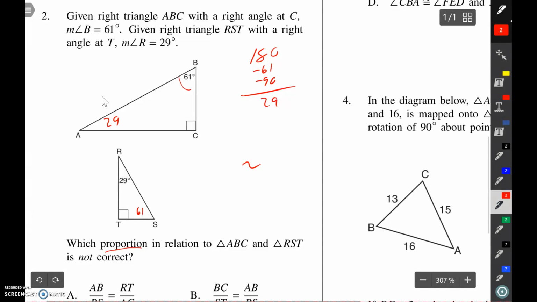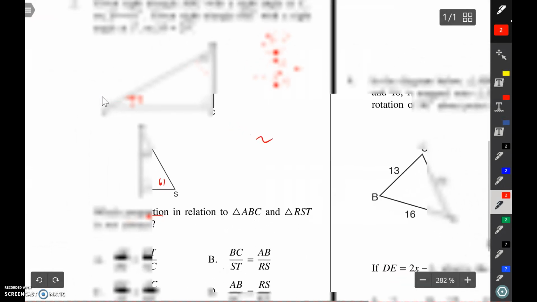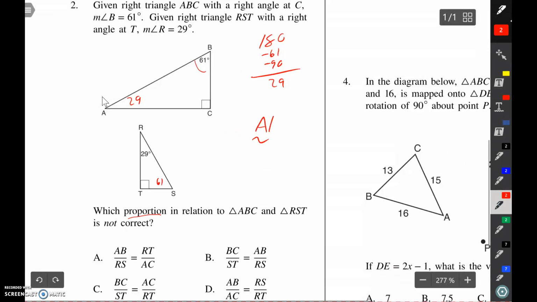So are the triangles similar? Yes, because of the angle-angle theorem. If corresponding angles are congruent, then the triangles are similar. So that means, yes, they are proportionate.